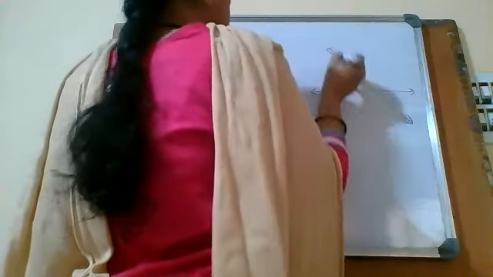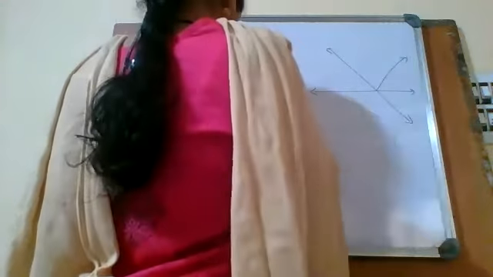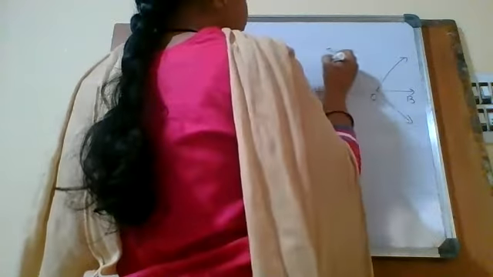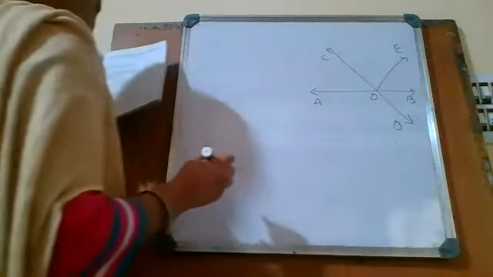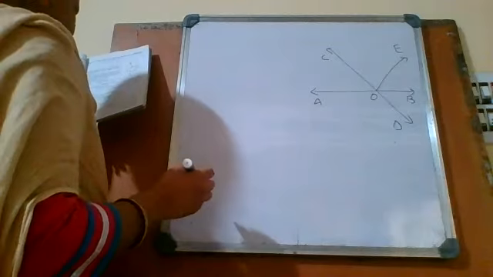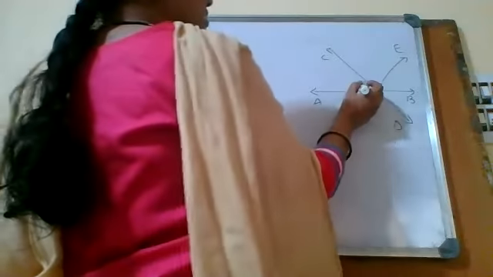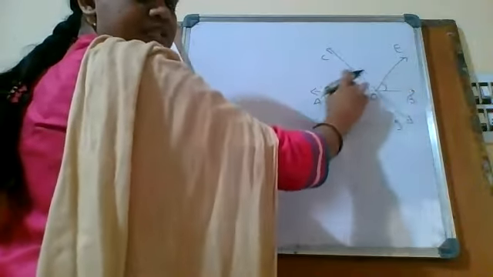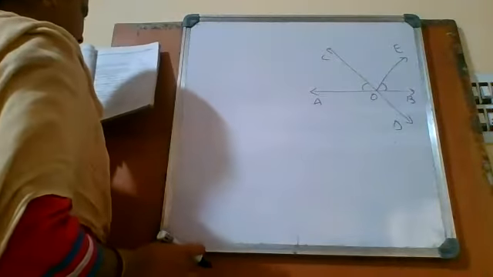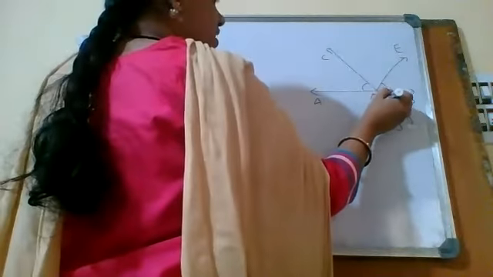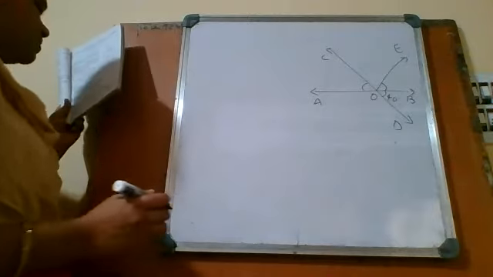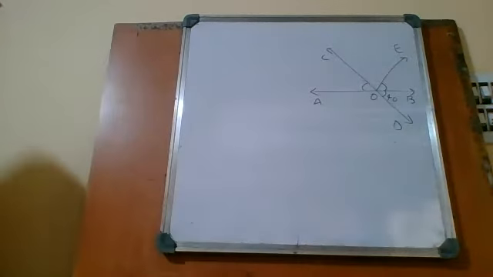Draw a line. This is what is given: O, A, B, C, D, E. Given angle AOC plus angle BOE, this plus this must be equal to 70. The sum of these two angles should be equal to 70. And BOD is 40 degrees. Then find the angle BOE.